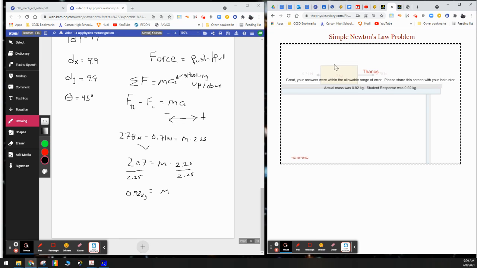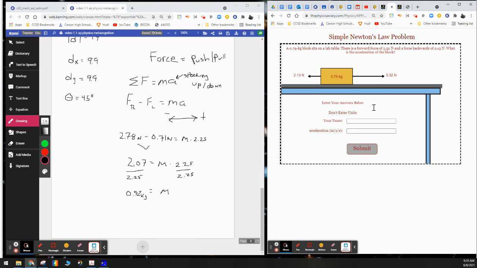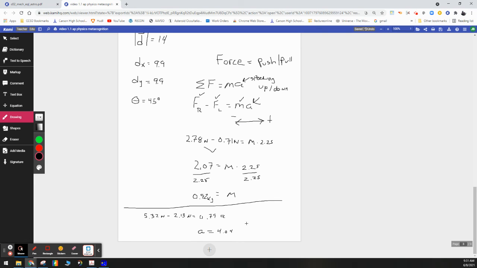All right, now before we leave, let's do this last one. We'll hit refresh and hit begin, and I'll put Thanos here. Now we want to find the acceleration. We have the force going to the right, the force going to the left, and the mass. You need to solve for a. Okay, I'm going to hit pause. All right, the final answer should have been 4.04 meters per second squared.